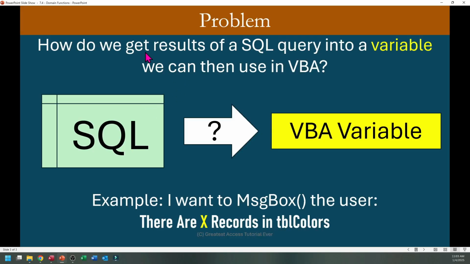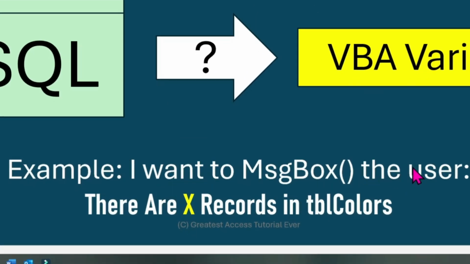So the problem is this: how do we get results of a SQL query into a variable we can then use in VBA? Maybe we know how to write the SQL, for instance, let's select a field from a table with a where statement, but how do we get that into a variable? Well, one way to do it is a domain function. For example, I want to message box the user there are X records in table colors. How do I get that X into a variable? Well, it's called a domain function.